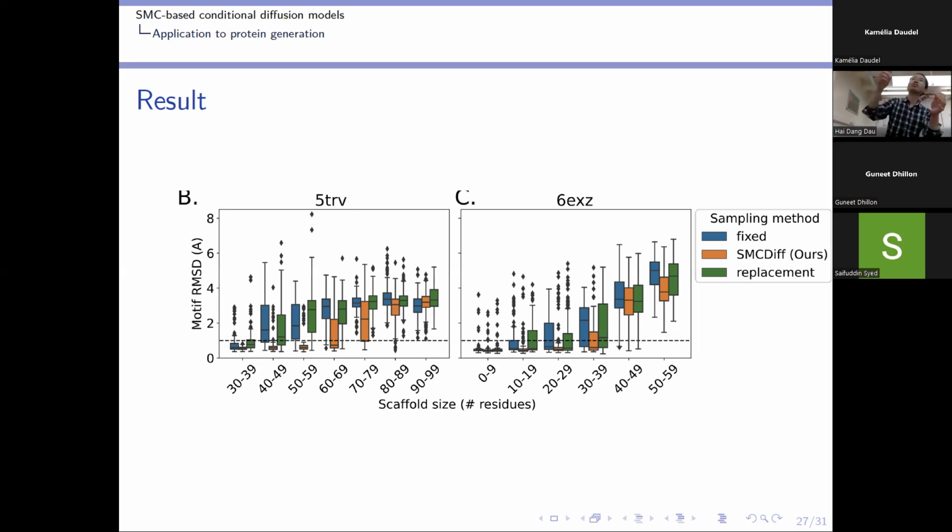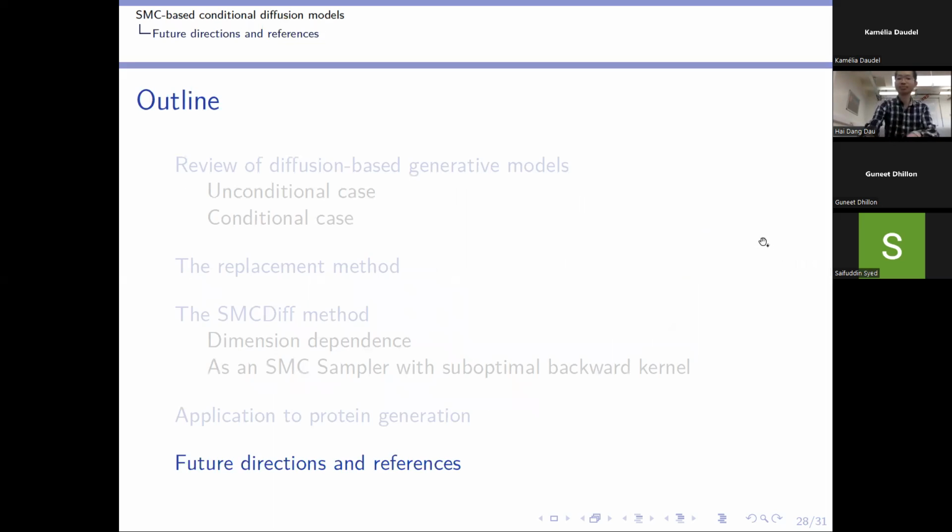So when the time t is big, you do not learn the gradient in the region of Y0 anymore. So your gradient evaluation is not very good, and that's why the fixed method has a bad sampling efficiency.